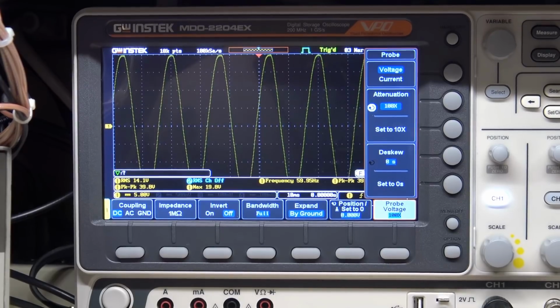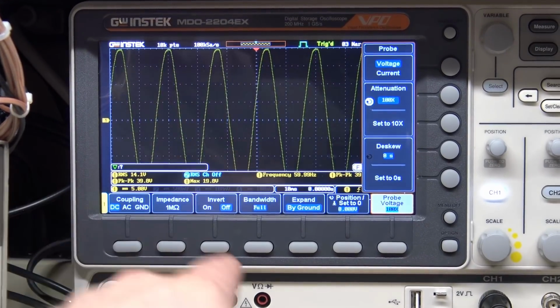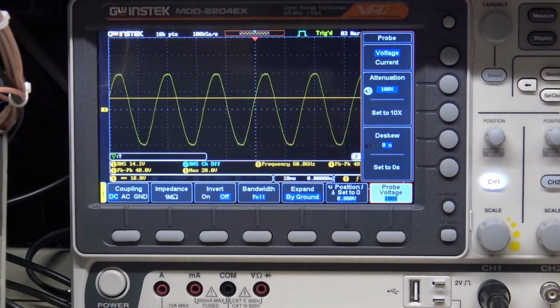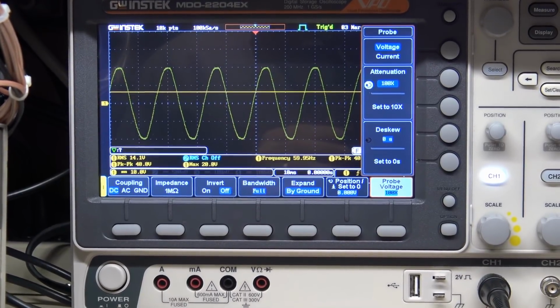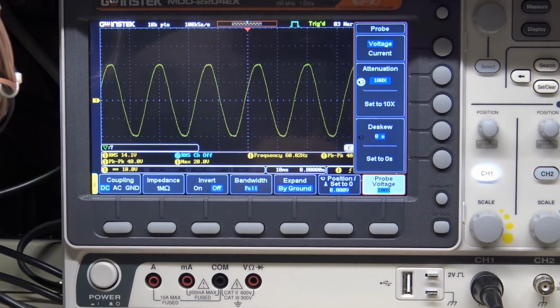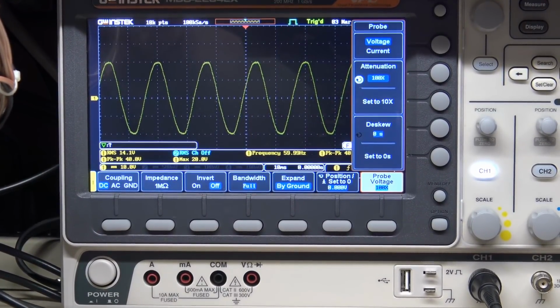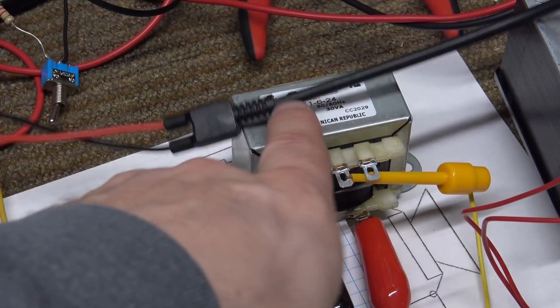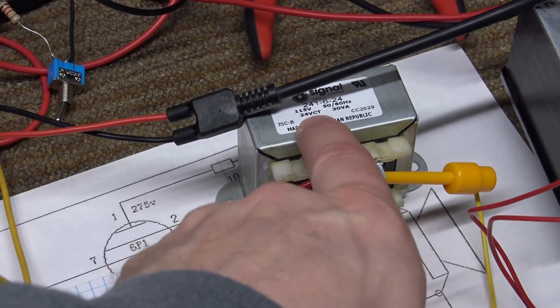Okay, let's look at some waveforms. Right now, we're looking at about 14.1 volts RMS. And that is the voltage coming out of the transformer over here. You can see it. And this is a 24 volt center tapped.